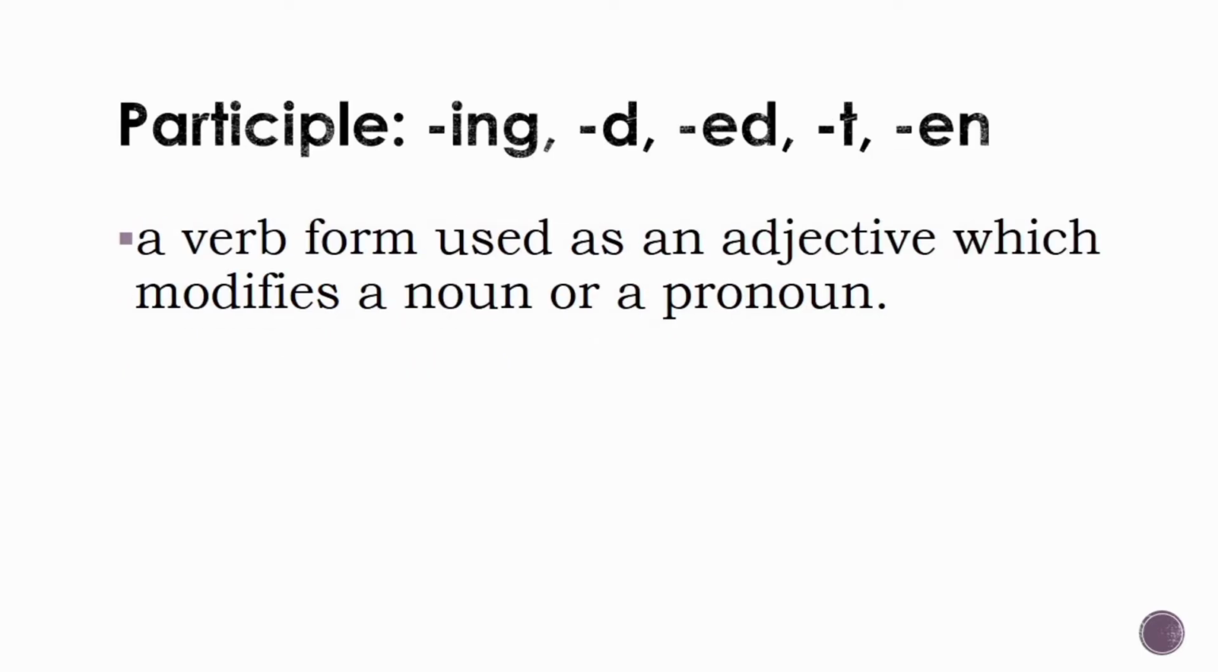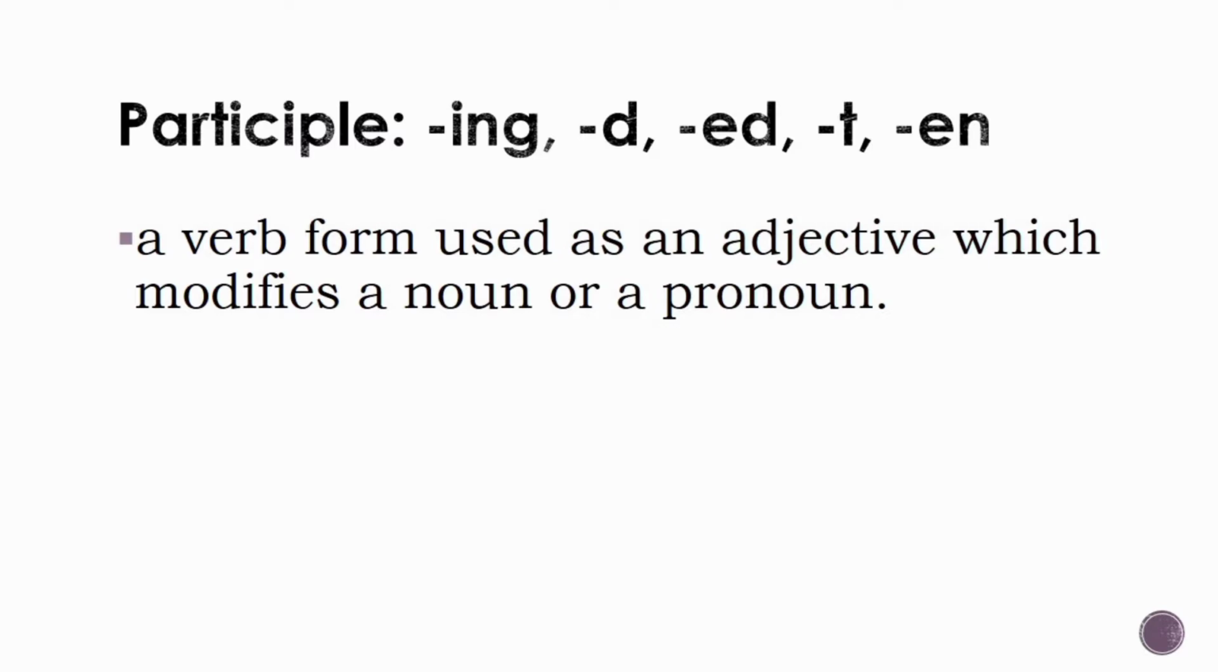The next kind of verbal is your participle. So if your infinitive, the form is to plus simple form of the verb, your participles are verbs that end in ing, d, ed, t, and en. A participle is a verb form used as an adjective which modifies a noun or a pronoun.